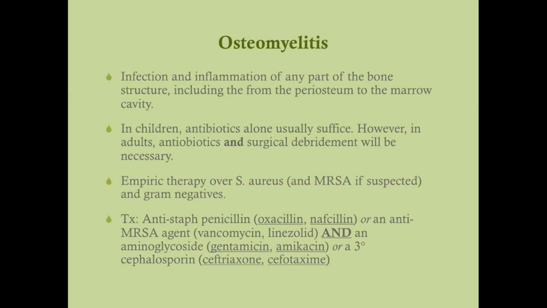Okay, so in children, antibiotics alone will usually suffice. So once you've made your diagnosis, for children, antibiotics alone are usually going to be enough. But for adults, antibiotics and surgery are going to be both necessary. So children, antibiotics alone, adults, antibiotics and surgery. We're going to start empiric therapy right away before we even know what the bug is, so before we've even gotten the results back from the culture, and we want to cover Staph aureus and gram negatives. If the disease occurred in the hospital, then we want to cover MRSA.